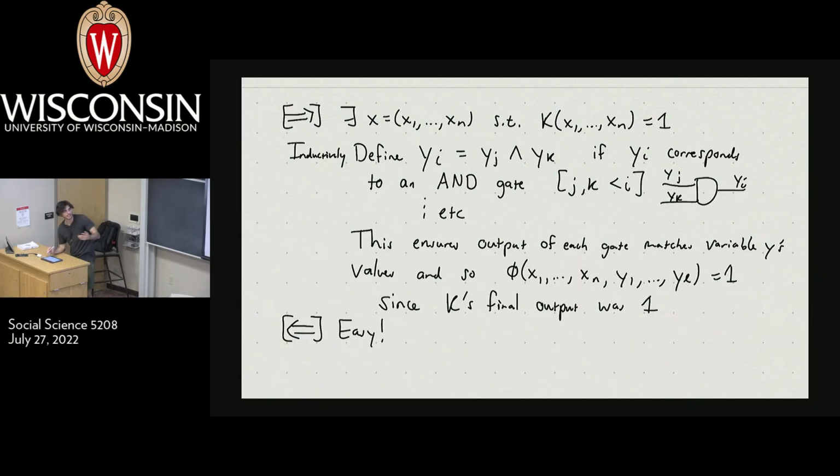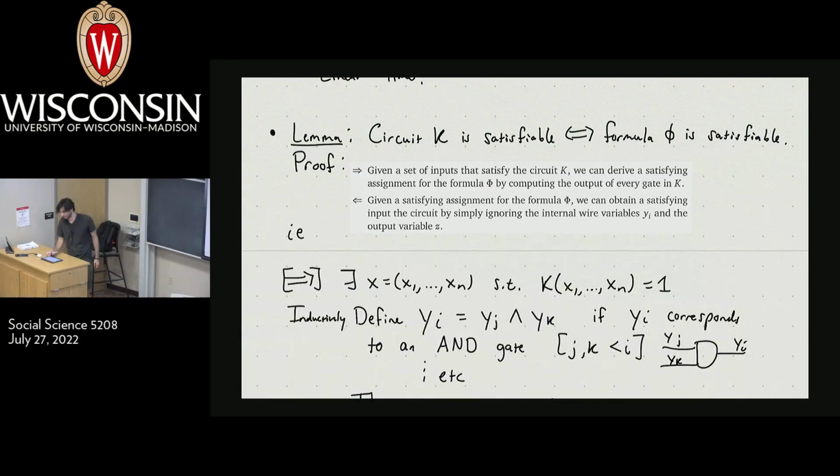Because the variable z, which I forgot about, the variable z is 1 because K is 1. And the rest of the formula just says that this gate equals the AND of these input values, or the OR. Okay? So that's formally how you would basically prove that.